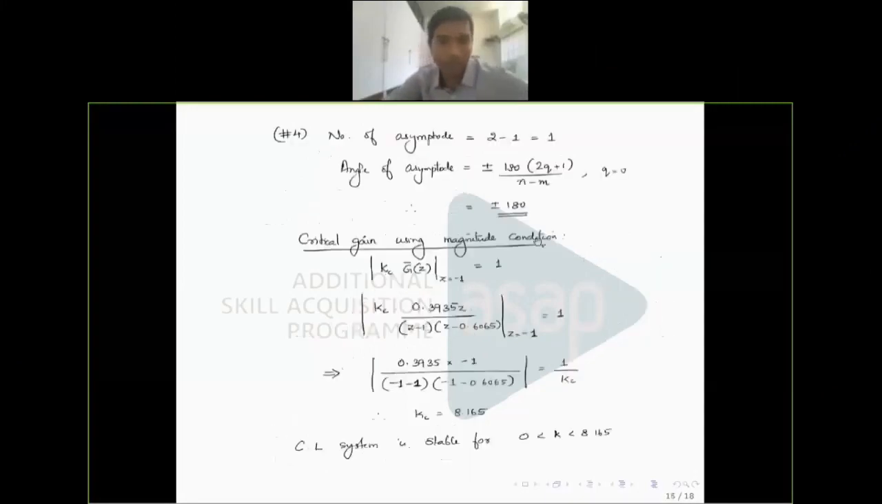So you can use the magnitude condition to find the critical gain. Do you remember the magnitude condition? It is the magnitude of a times g bar z at z equal to minus 1, because that is the point where we need to find the gain. If you substitute, you can find kc as 8.165. So you can increase k from 0 to 8.165, and the system will be stable.